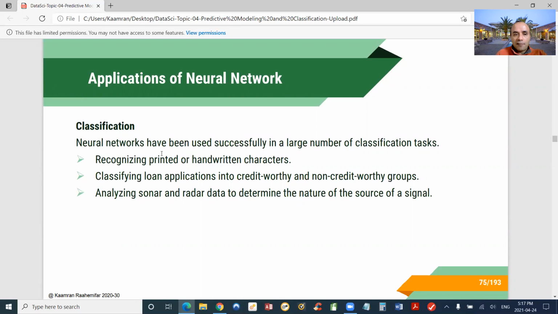Neural networks have been used successfully in a large number of classification tasks, such as recognizing printed or handwritten characters, which is a very famous one. You could easily find many research papers and topics on this. Another is classifying loan applications into credit-worthy and not credit-worthy groups, and analyzing sonar and radar data to determine the nature of the source of a signal.